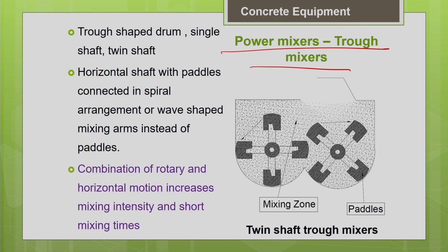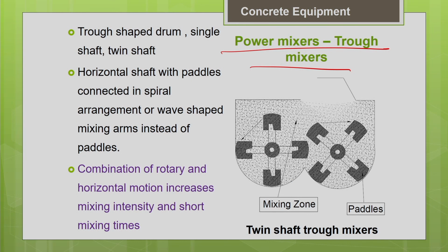On the shaft, you can see the paddles are arranged spirally along the shaft. Either you can have a paddle arrangement, or you can even have a wave shaped arm arrangement. That will also give you better mixing. Whenever you go for a twin shaft mixer, you can see that the intensity of mixing will be very good, because in the intersection zone you will have more turbulence, which results in good intensity of mixing.